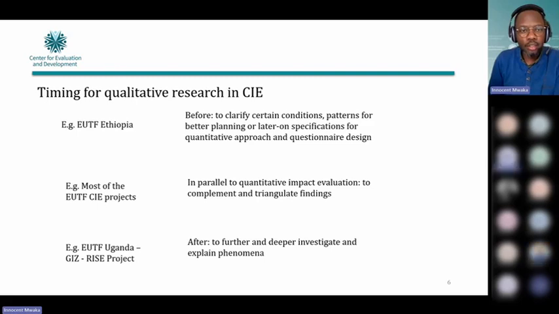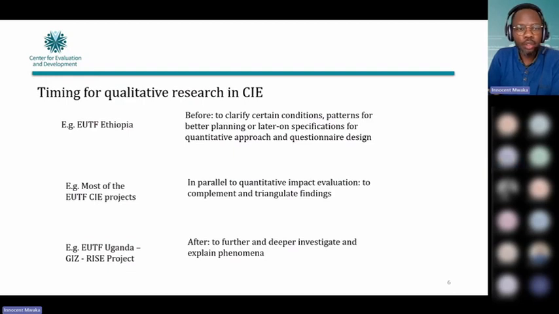Okay, so here I explained why sometimes we go before the quantitative group in the field, and also why sometimes we go in parallel and sometimes we go afterwards. And so this is more to then provide more explanation to the data that has been collected already from the quantitative side.